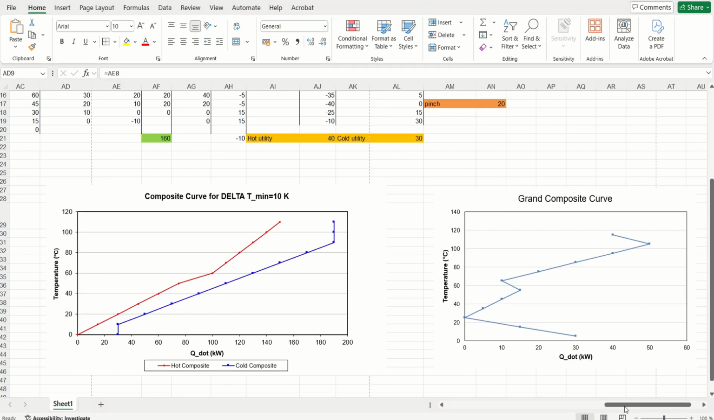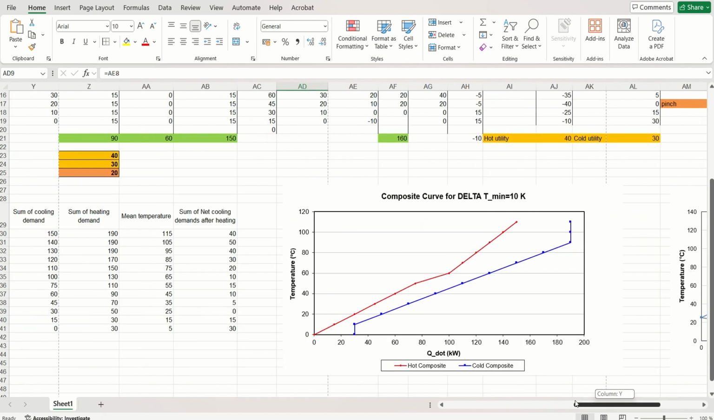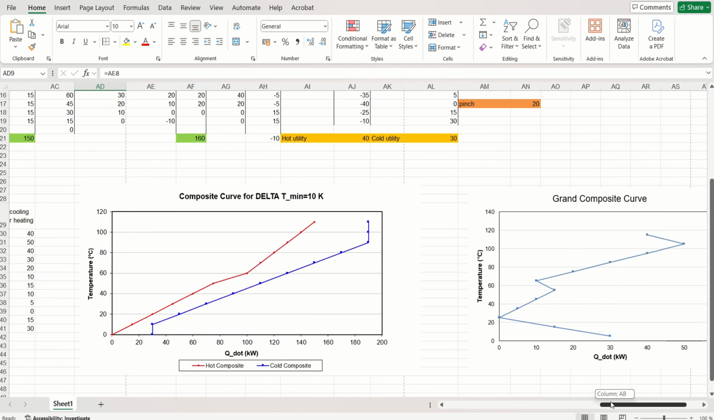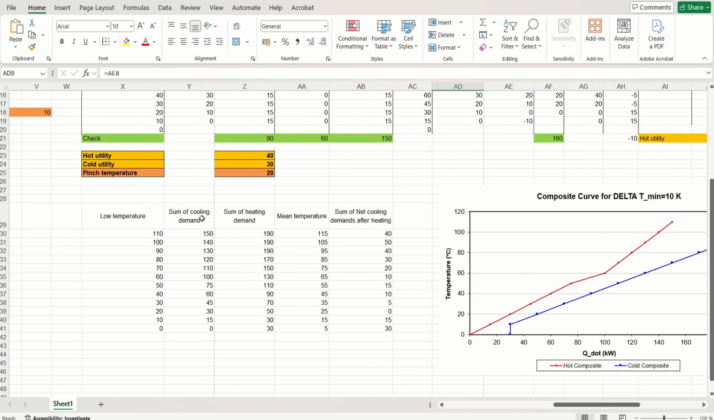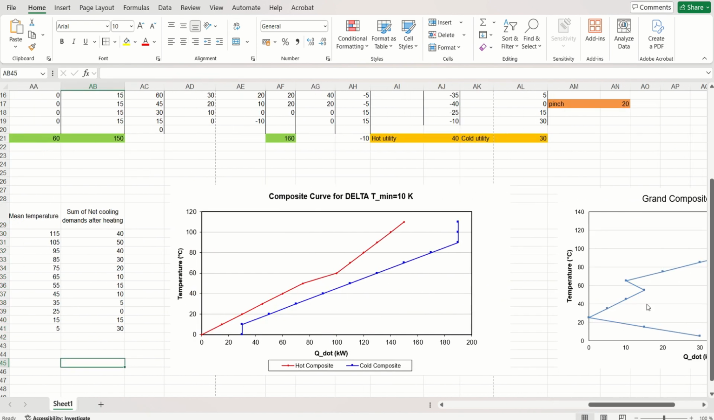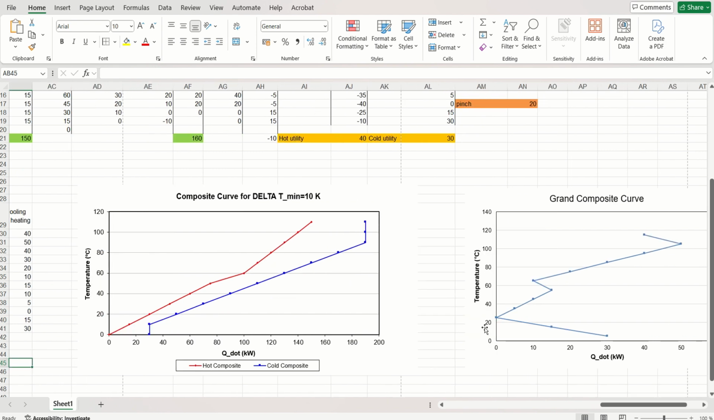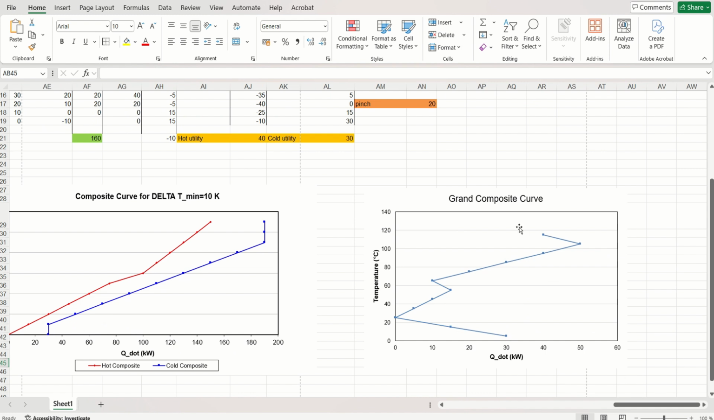Apart from that, the calculation is the same for plotting the composite curve and the grand composite curve. We will use the cumulative sum of cooling demand, the cumulative sum of heating demand, along with the net cooling demands after heating, to plot the grand composite curve. And again, we will find the pinch point and the external heating and cooling needs.